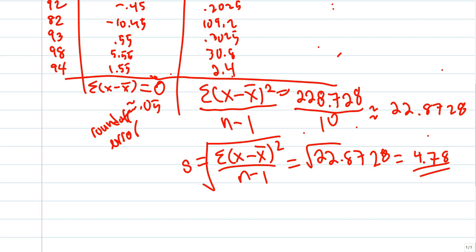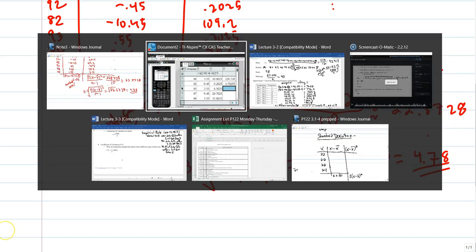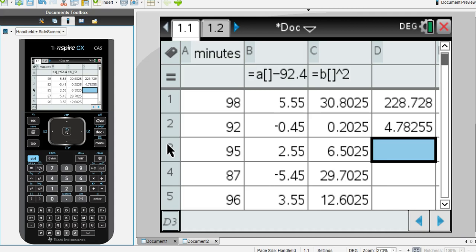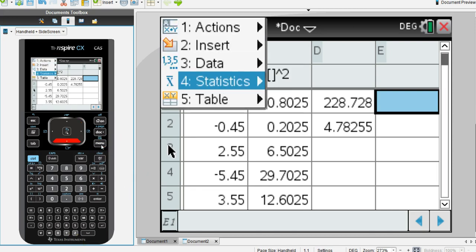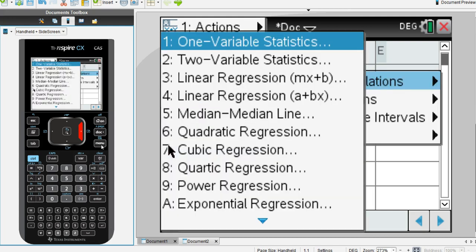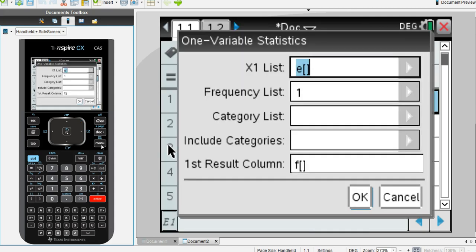Dang, that sucks. Like, I don't want to have to do this every time. I'm wanting to introduce this. Trust me, I know that was scary, but I need you to understand this because we're going to build on it. But look, wouldn't it be nice if this calculator could do that for us really quickly? Good news, it can. You've done this before. Menu, statistics, calculations, one variable statistics. Make sure we're running it on list A. And I'm putting the results way over in F to not get over what I just typed in.